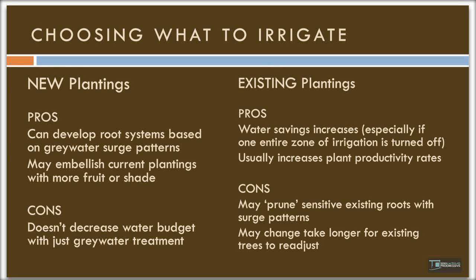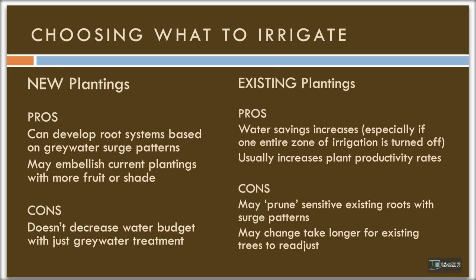You can say, I'm going to add an additional shade tree or an additional fruit tree because I now have this extra water. Of course, the con to that is it doesn't decrease your water budget. So if your objective is to decrease the water budget, you may want to water your existing plantings, which will save you water, especially if you can focus on one entire zone of irrigation. If you can get all the trees on one zone and then turn that zone of irrigation off, then you can really see the water savings.